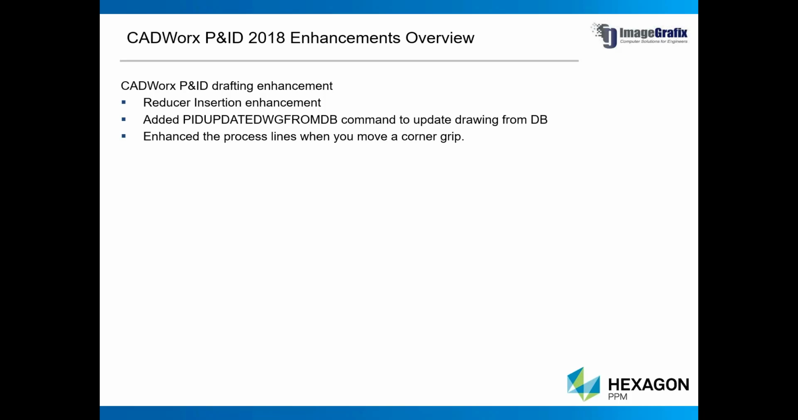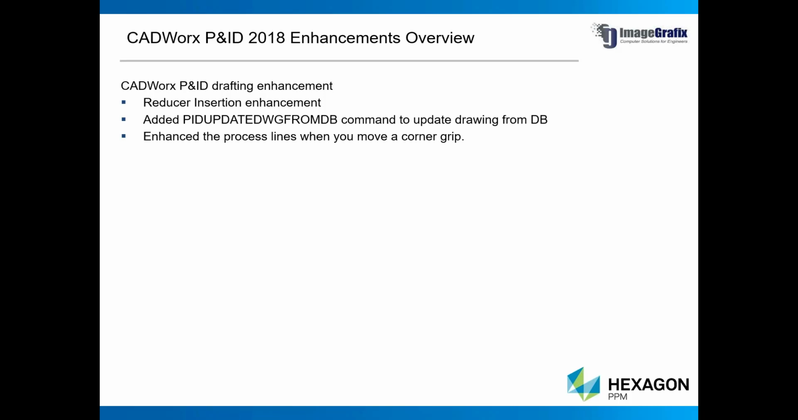Enhanced the process lines when you move a corner grip. That is, when you hold the corner grip of a process line and move it, suppose it is taken as a branch or something else, the process line will get updated along with the components you have placed. And this update is possible until the next component placed on that particular process line, because it will not go beyond that component. Fine. So these are all the enhancements we have.